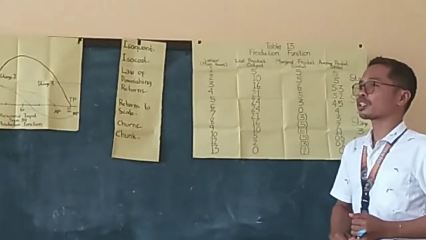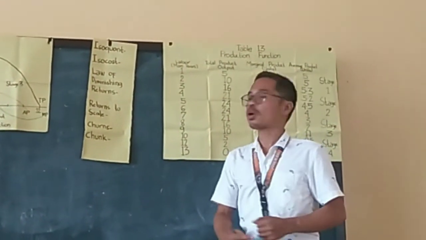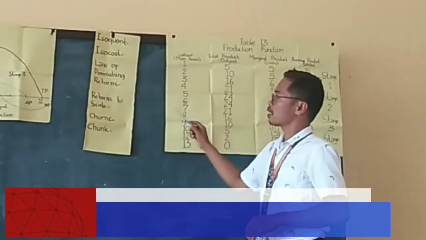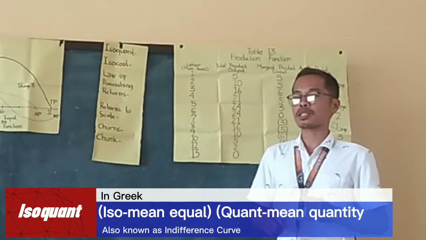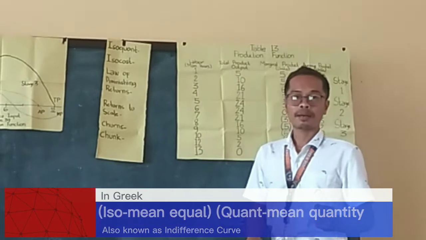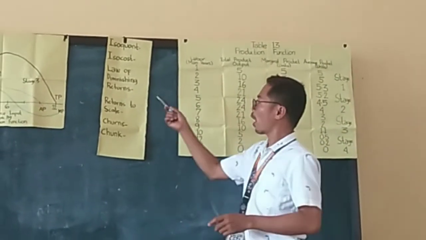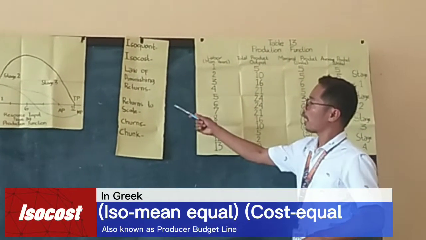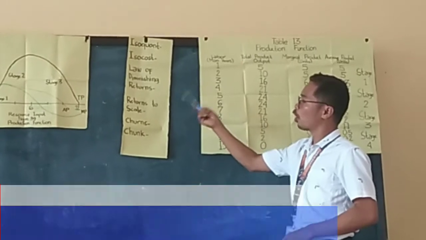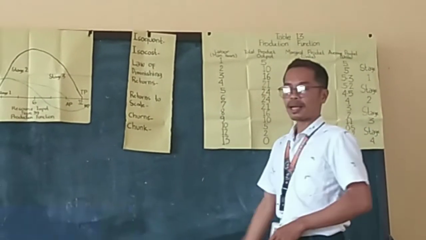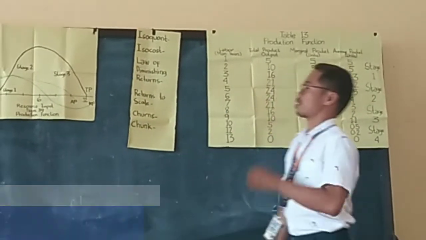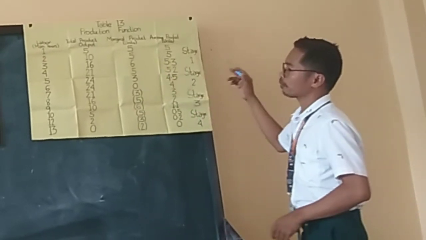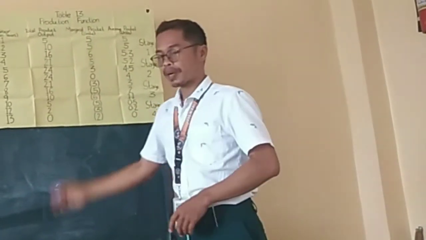Okay. There are two words that you need to remember in theory of production. First is iso. In Greek, iso is equal. Quant is quantity. So, isoquant is equal in quantity. Isocost is equal in cost. There are also the law of diminishing returns, returns to scale, and churns and chance. In putting out your output, you should always consider the marginal unit and then the average product.